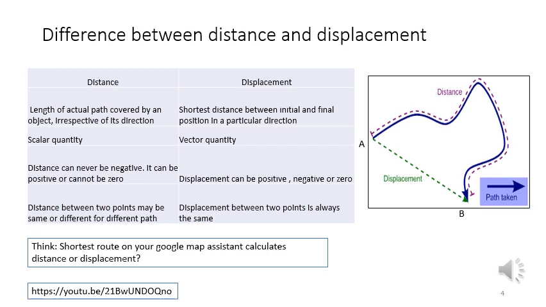I've got a question for you. All of us use Google Map Assistant to move from one destination to another. At times when you put in the destination, it calculates and tells you the shortest route on your way, and then we follow. So what do you think the Google Map Assistant is doing? Is it calculating distance or displacement, since it is talking about the shortest route? Think and tell me whether it is distance or displacement.